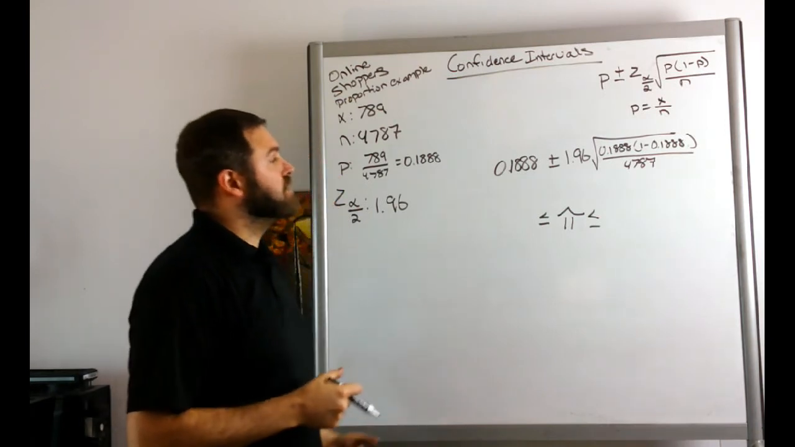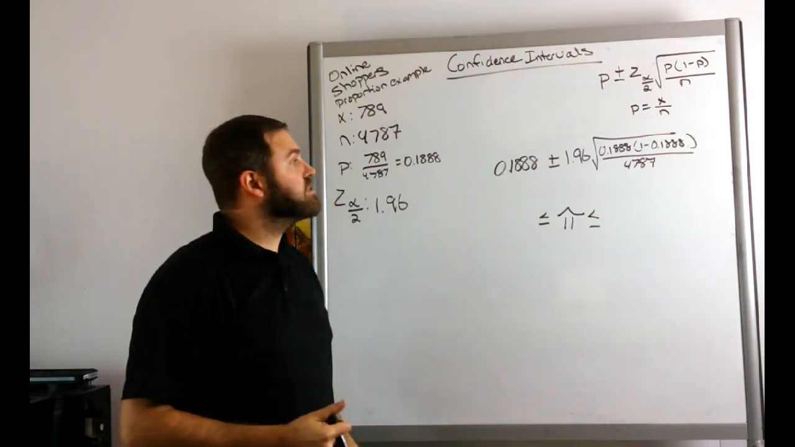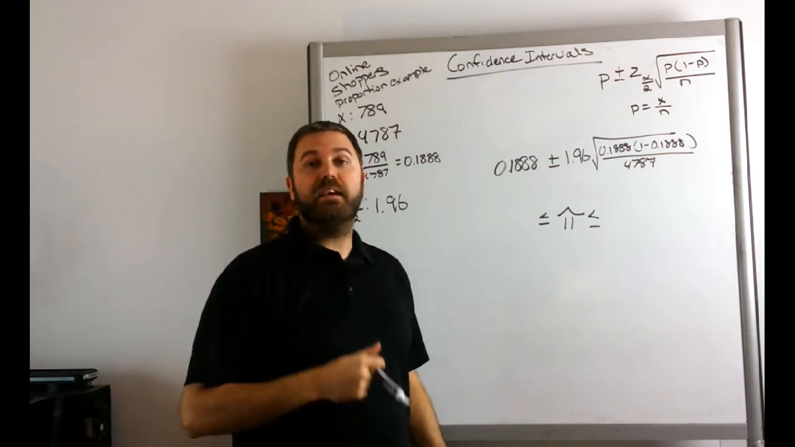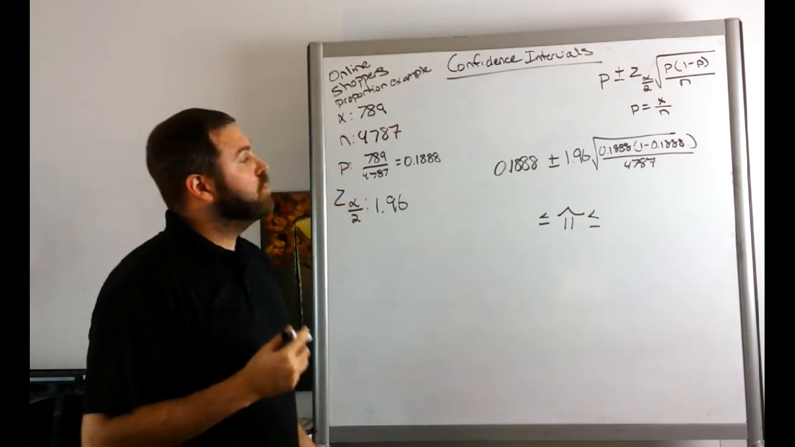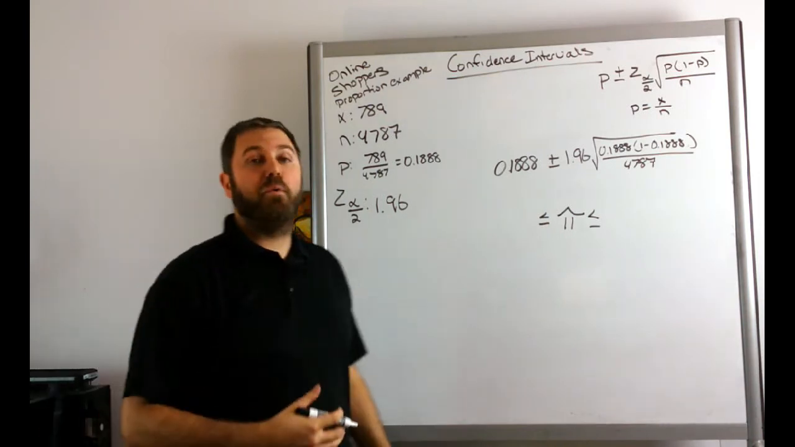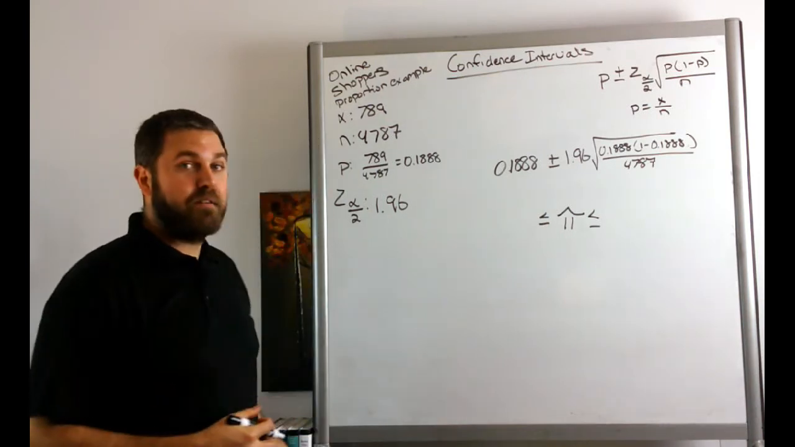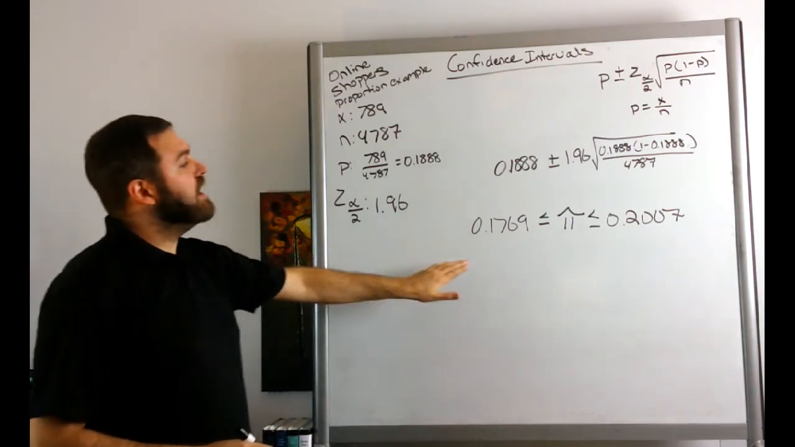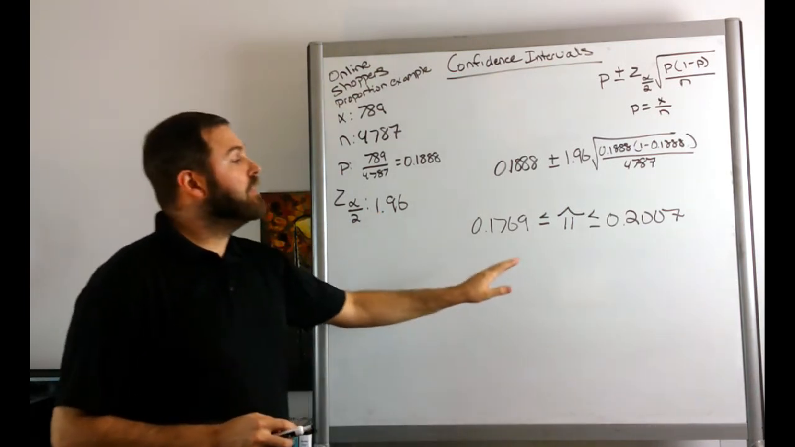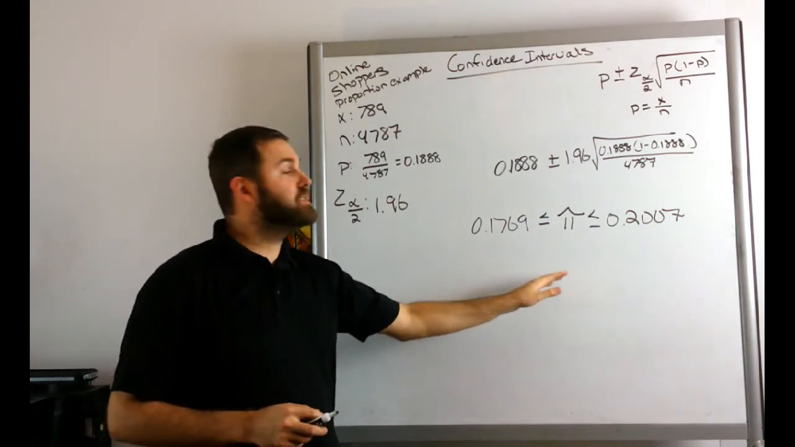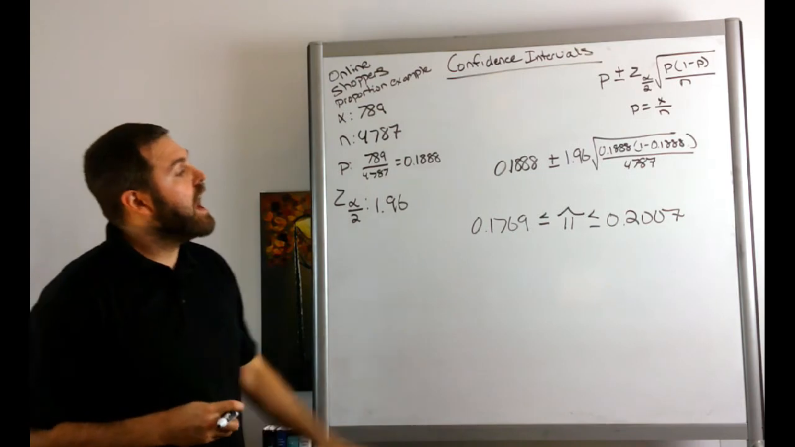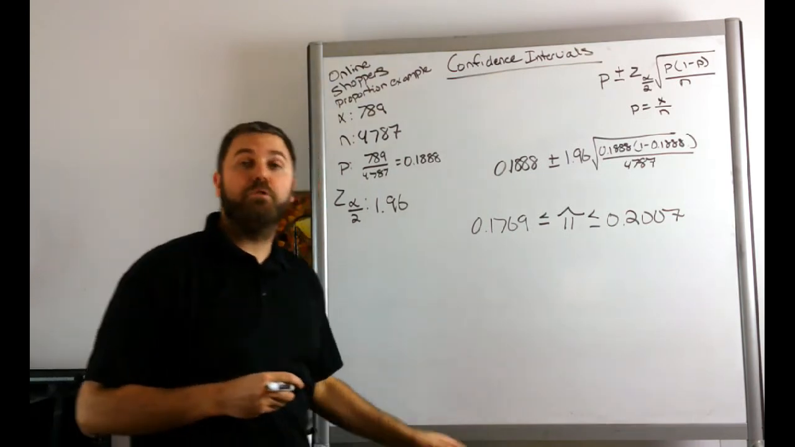So we plug this into our formula, 0.1888 plus or minus 1.96 times the square root of 0.1888 times 1 minus 0.1888 divided by 4,787. So we can say that we are 95% confident that the population proportion is between 0.1769 and 0.2007.